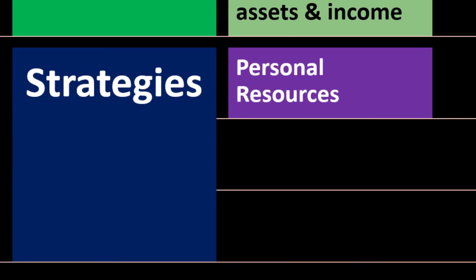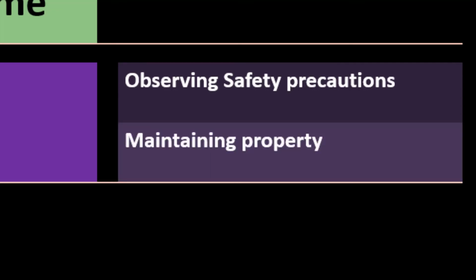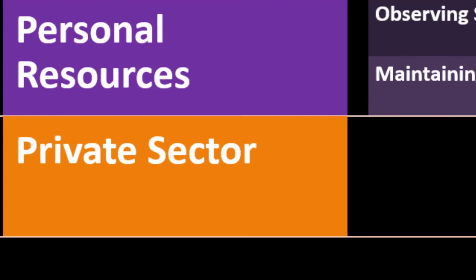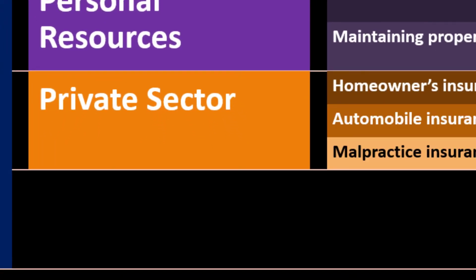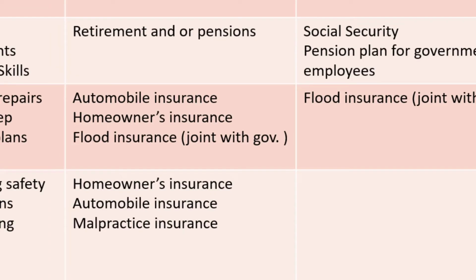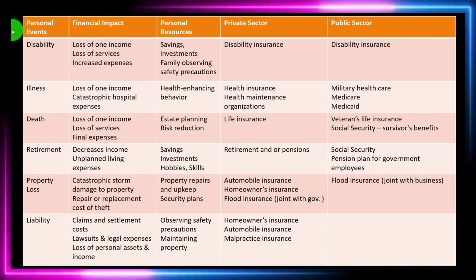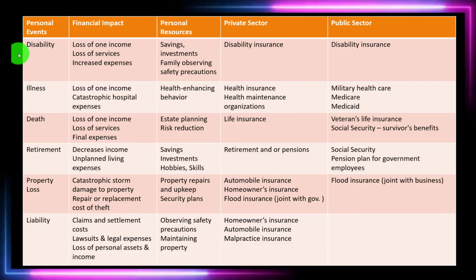So strategies: personal resources, observing safety precautions. Clearly you want to have the safety precautions in place so that someone can't say that you're responsible for any injuries or whatnot. Maintain property. And in the private sector, homeowners insurance, automobile insurance, replacement insurance, and on the public sector, there's nothing in this category. So then we have, this is just a group of what we've gone over in a table format, so you can take a look at it in a table.